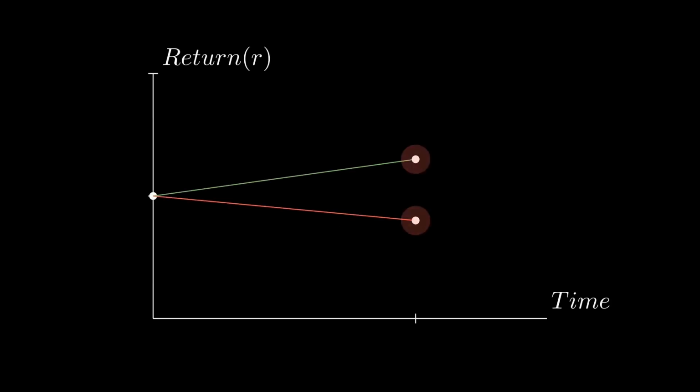Let's draw a graph to see how our wealth grows with time. The green line shows our gain and the red line shows our loss. Obviously, this isn't how the stock market works. A stock moves up and down very frequently.